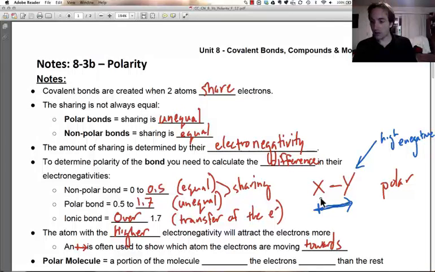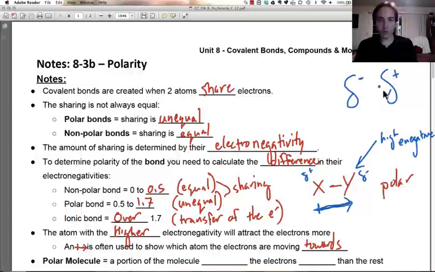Now, we can actually use another symbol to show this as well. We would say that this end of the bond is slightly positive and this end is slightly negative. It's not negative enough to be like an ion, but it's a little bit negative. The symbol I'm drawing is kind of like a weird S that loops back on itself, and then it has either a negative sign or a positive sign. If you see these, it means a slightly positive or slightly negative charge, which tells you that it's polar. So that's a polar bond.